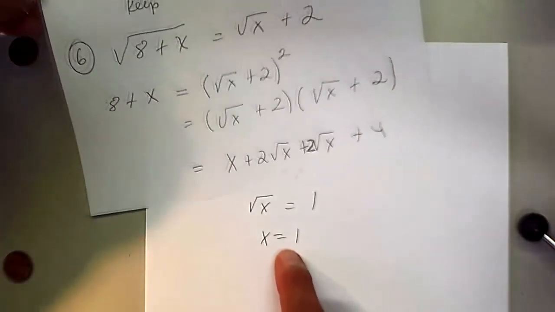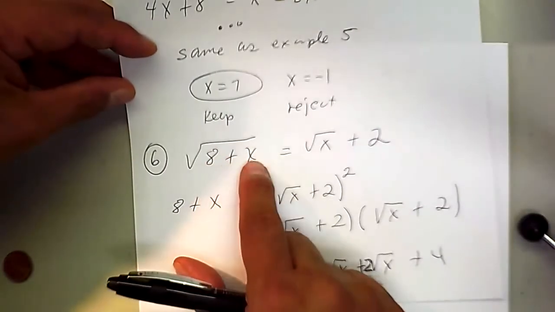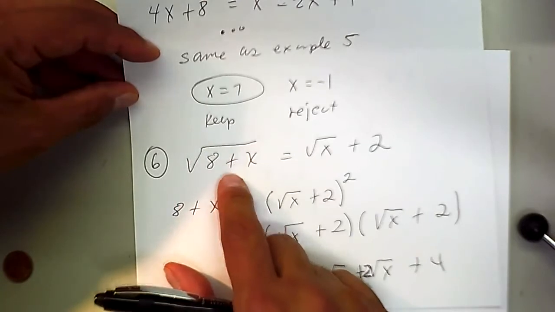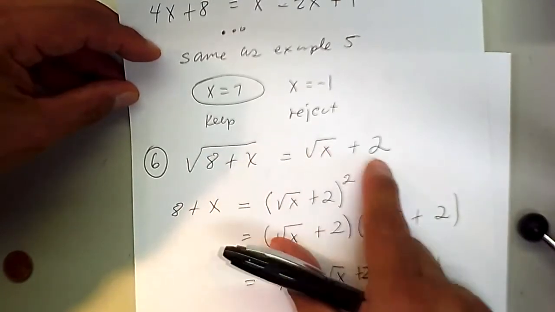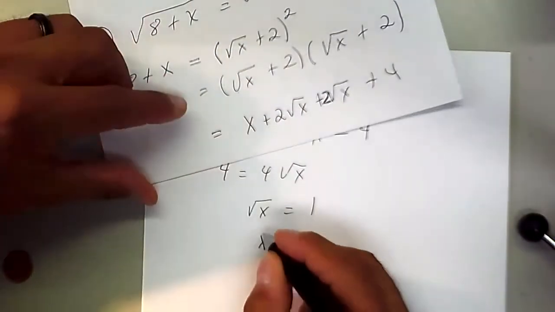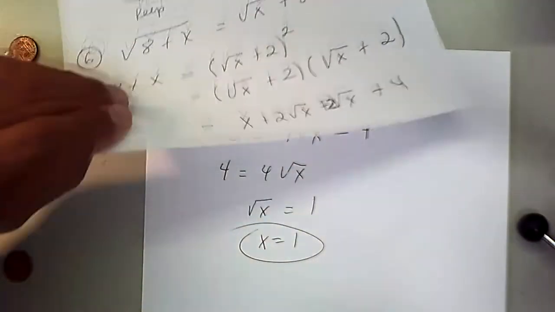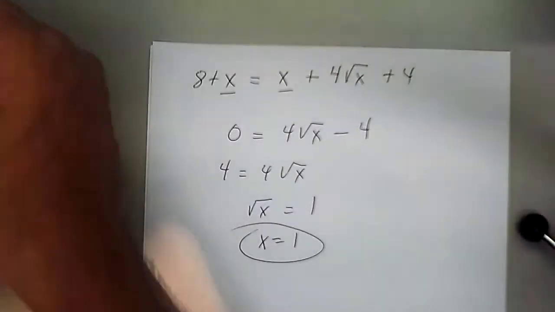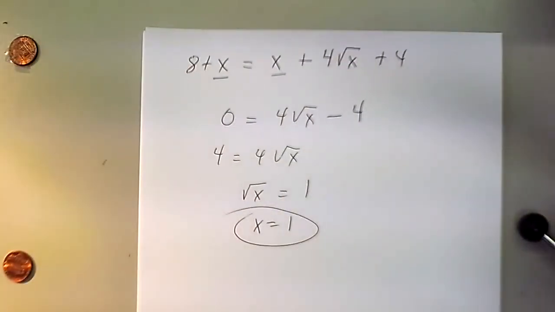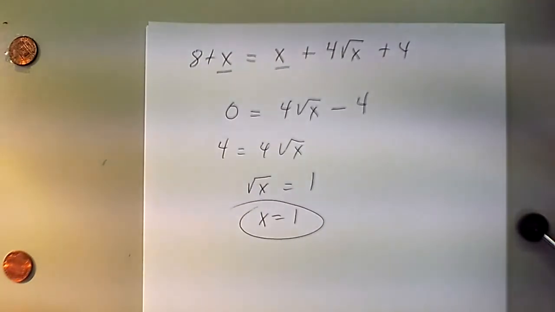And I can already tell this is going to work, because 8 plus 1 is 9. Square root of 9 is 3. Square root of 1 is 1, plus 2 is 3. Yep, 3 equals 3. We're set. That's a keeper. That's the solution. And there's no other solution, because if there was another solution, that would come out of the process.